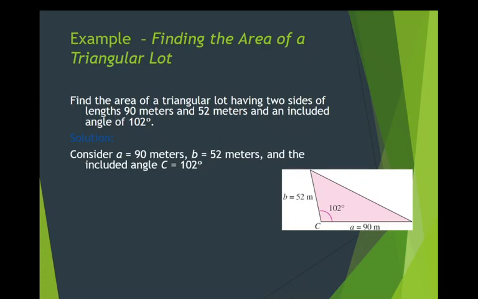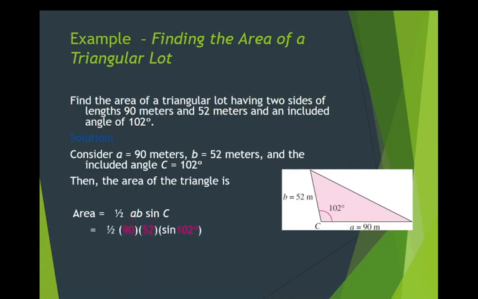Then you realize, I've got angle C, so that's the equation I'm going to use: 1/2 AB sine C. Then you just plug in side A, side B, and angle C. Plug it into your handy dandy calculator, and you get approximately 2,289 square meters. That's all there is to it.